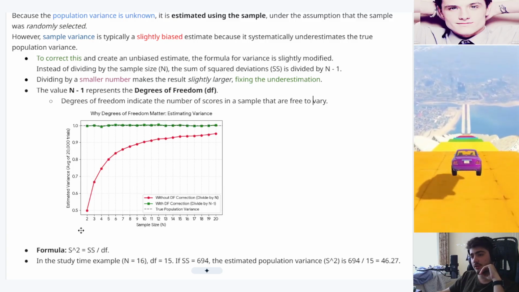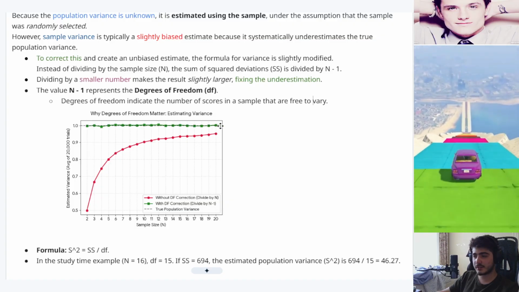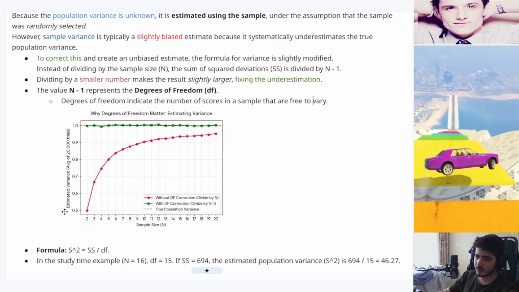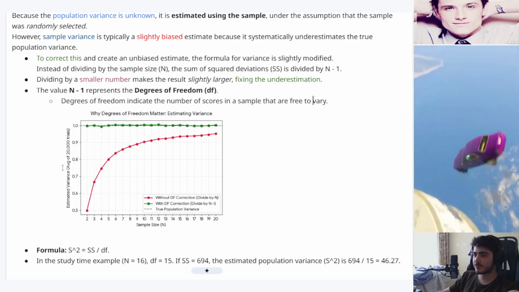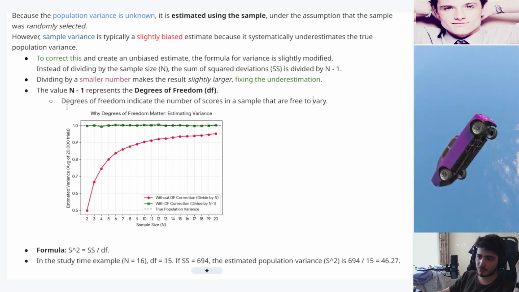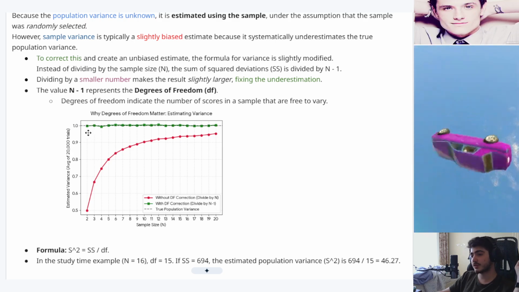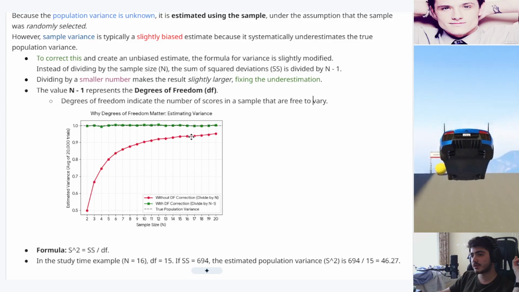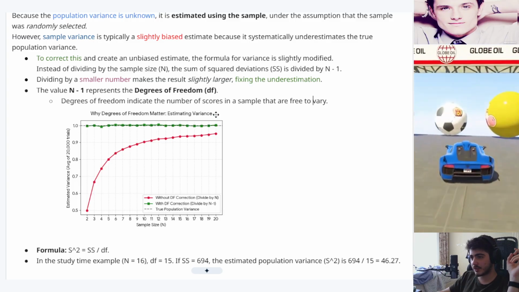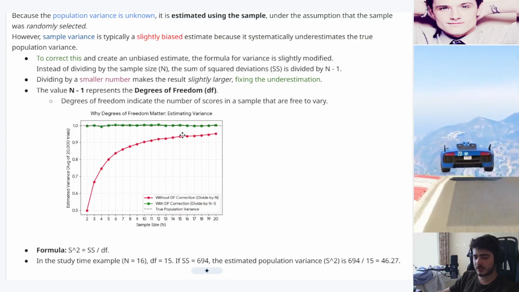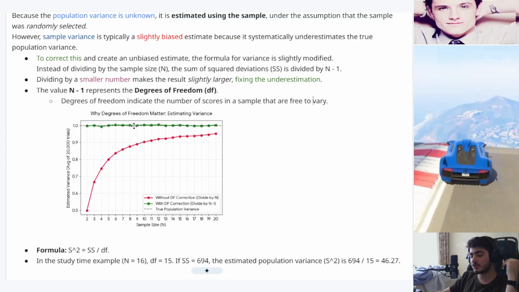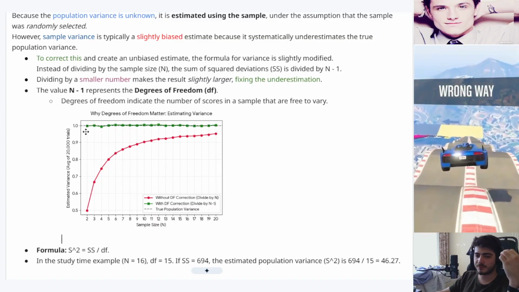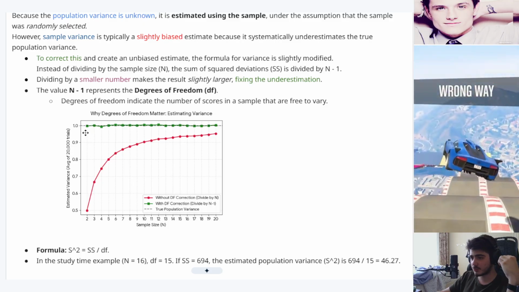So just look at how much difference there is. This graph we're looking at is the estimated variance averaged over 20,000 trials. So this is made with 20,000 trials. The variance of this formulated dataset, in reality the population variance, is 1.